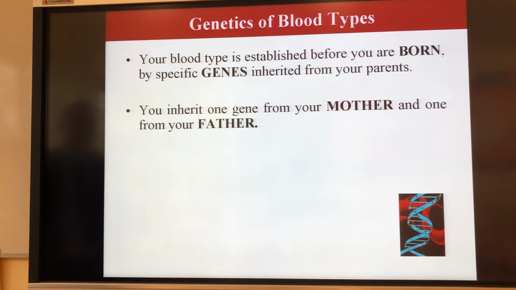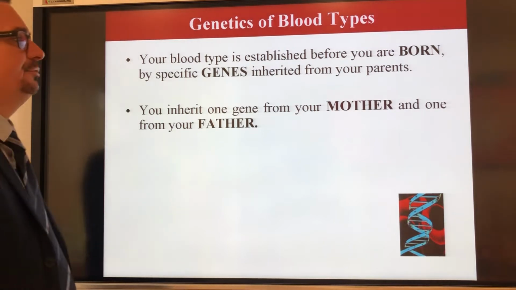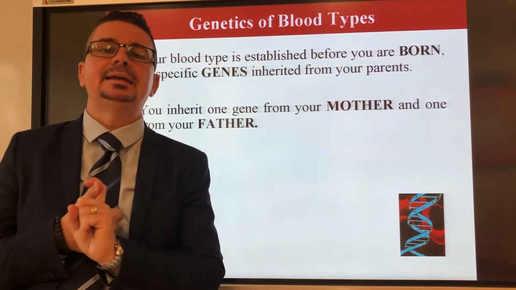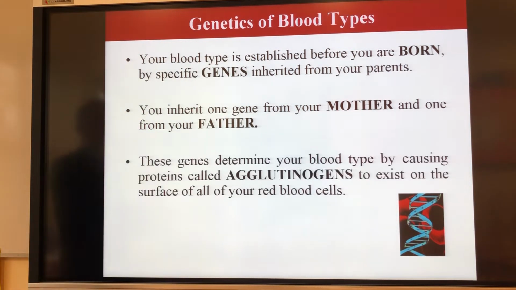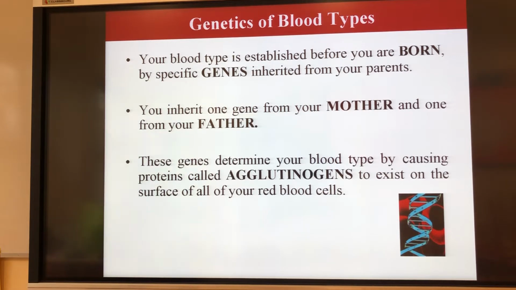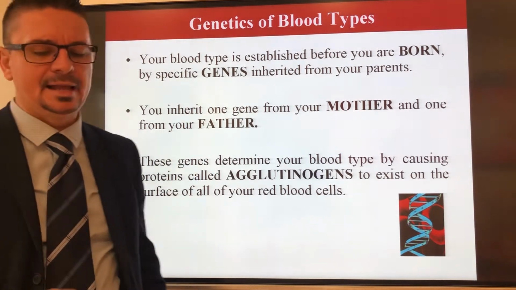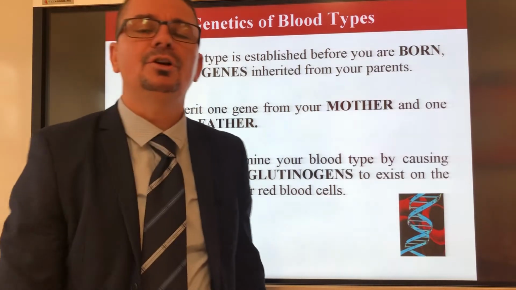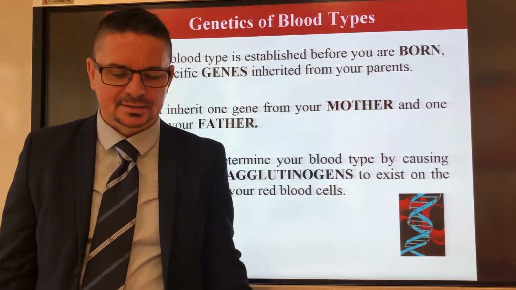So your blood type is established before you are born by specific genes inherited from your parents. You inherit 1 gene from your mother. Gene is gén in Hungarian. And 1 from your father. These genes determine your blood type by causing proteins called agglutinogens to exist on the surface of all of your red blood cells. So, in your book, these agglutinogens are called antigens, simply.